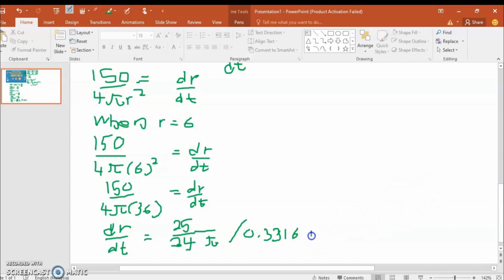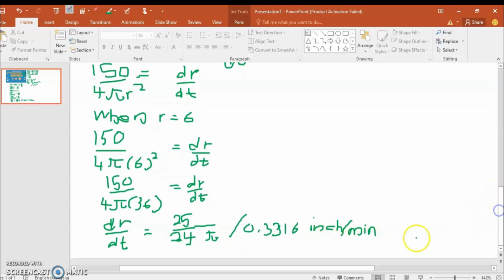Don't forget the unit: inches per minute. Since the question doesn't mention the form of the answer, either of these answers is acceptable.